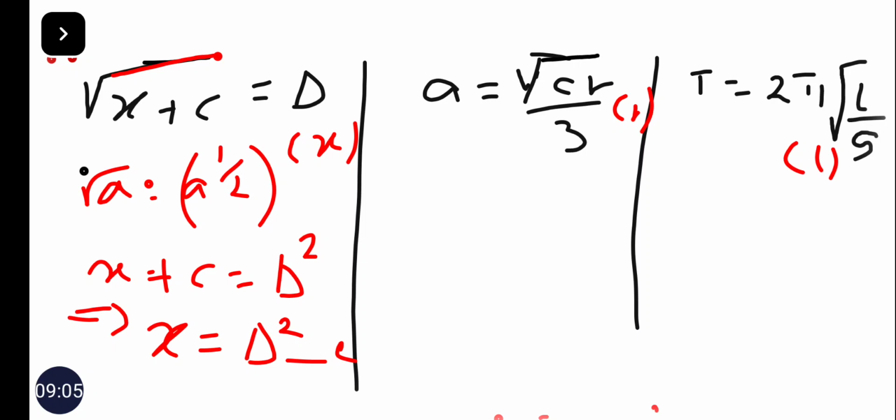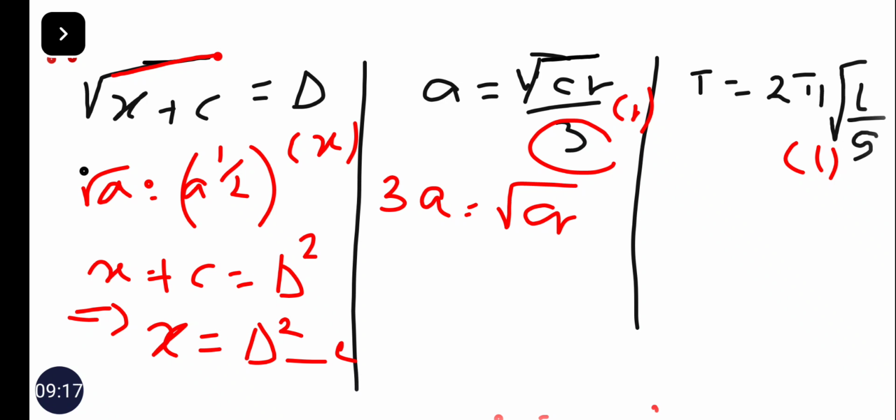Now, likewise, if you make r the subject here, the first thing is there's also this fraction. How do you remove this fraction? We multiply. We have 3a is the square root of cr. And r is under the square root, so square both sides. We have 9a squared is equal to cr.